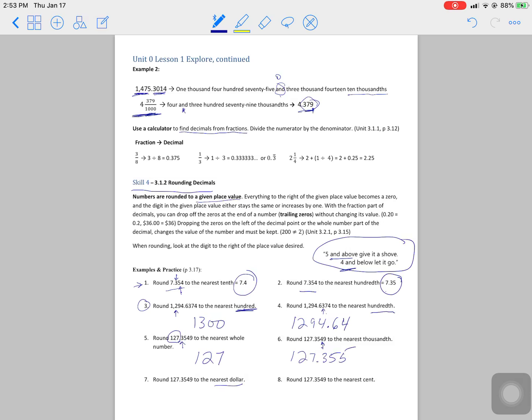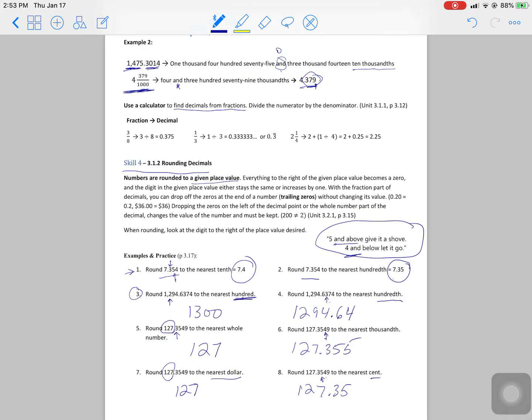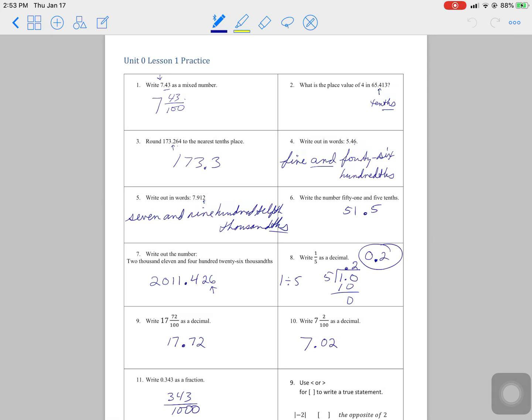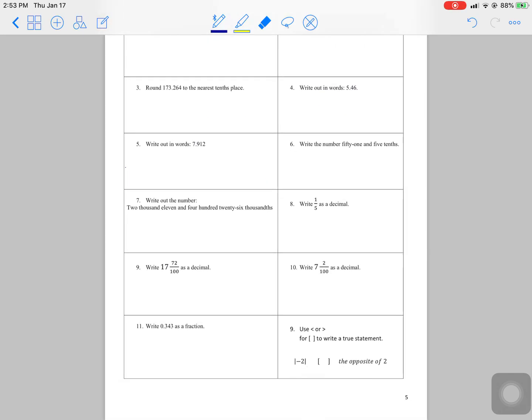And let's see, this one says to the nearest dollar. Dollar would be the same as a whole number. So that is also 127. And then to the nearest cent would be the second decimal place. So 127.35, because that's a 4, and we're not going to round up the 5. Okay? I know I'm going fast, but you can always rewind this tape again. I was doing the practices to make sure they worked. Let me go through them again really quick.